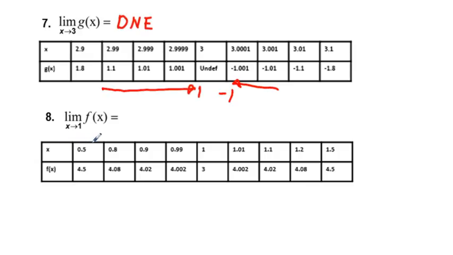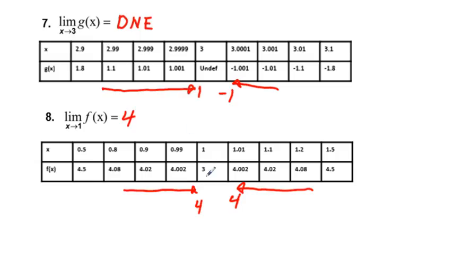Problem 8, the limit as x approaches 1 of f of x is. On this top row we have 0.5, 0.8, 0.9, 0.99. So we are approaching 1 as we go from lower to higher. As we come from higher to lower, 1.5, 1.2, 1.1, 1.01, we're also approaching 1. As we come from the left, we are approaching 4, and from the right side we're also approaching 4. And so the left side limit equals the right side limit, and that is the limit. So our limit is 4.